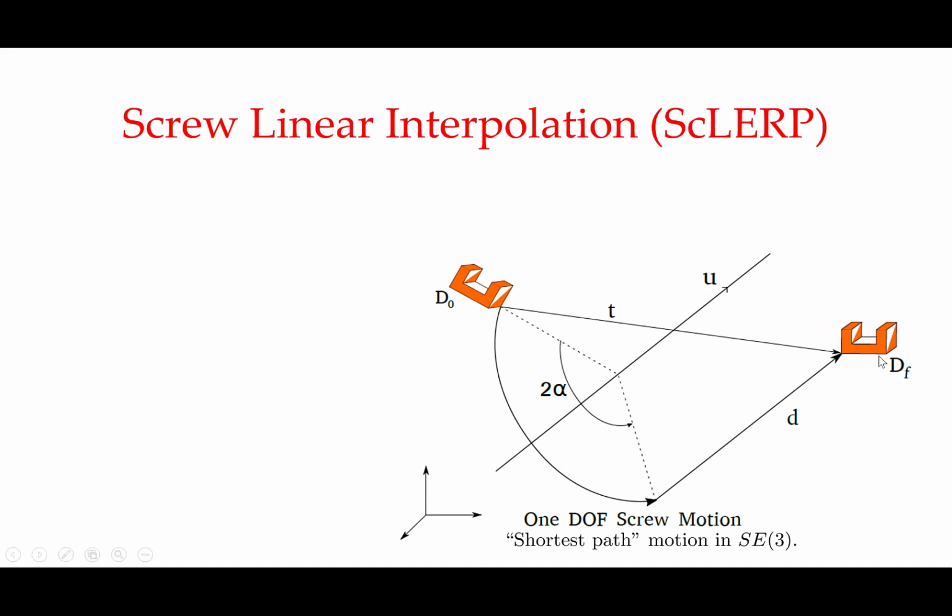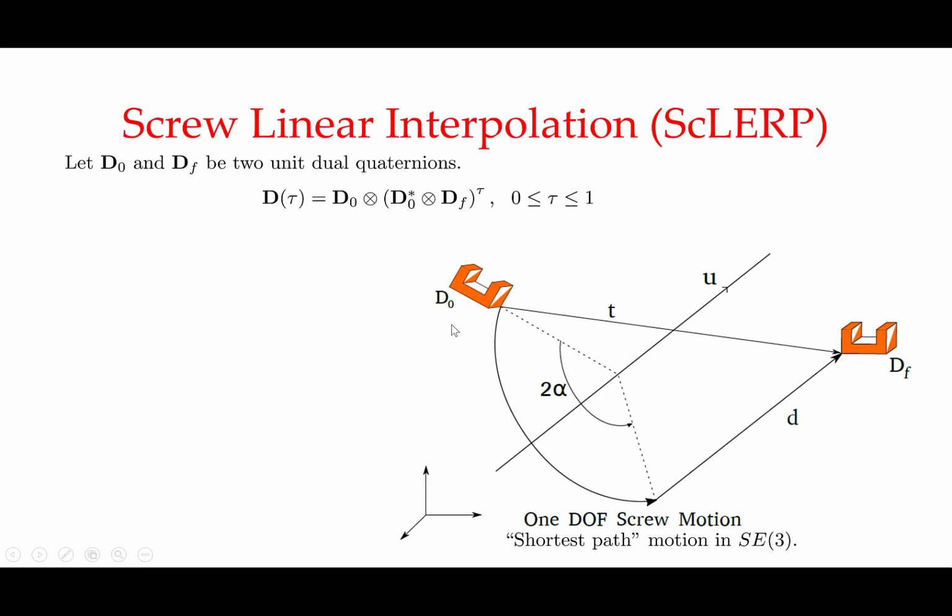Let D0 and DF be two poses of the end effector. Here T is the relative translation between the two poses, and there is also a relative rotation. According to Chasles' theorem, there is an axis in space denoted by U here, such that rotation about the axis by an angle, which is 2 alpha here, and translation along the axis by an amount, which is D here, moves the end effector from D0 to DF. This motion is called the screw motion. The screw motion in SE3 is the analog of the shortest path motion in the Euclidean space. It is a 1 degree of freedom motion.